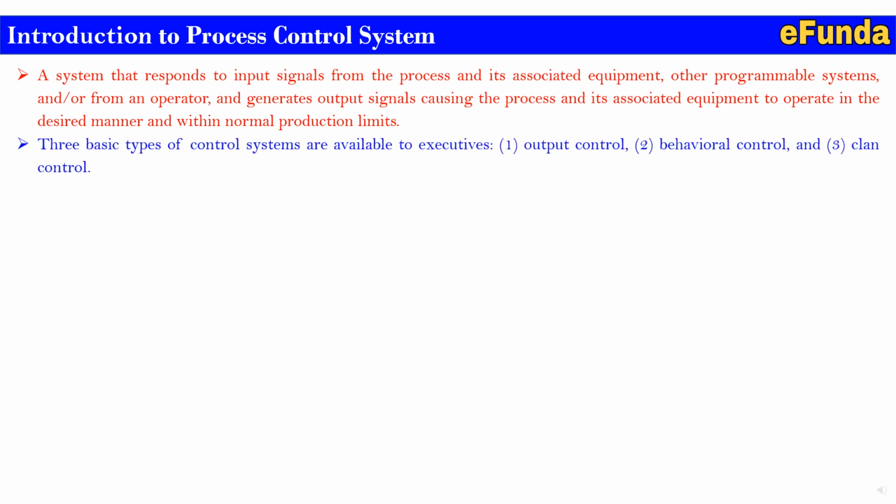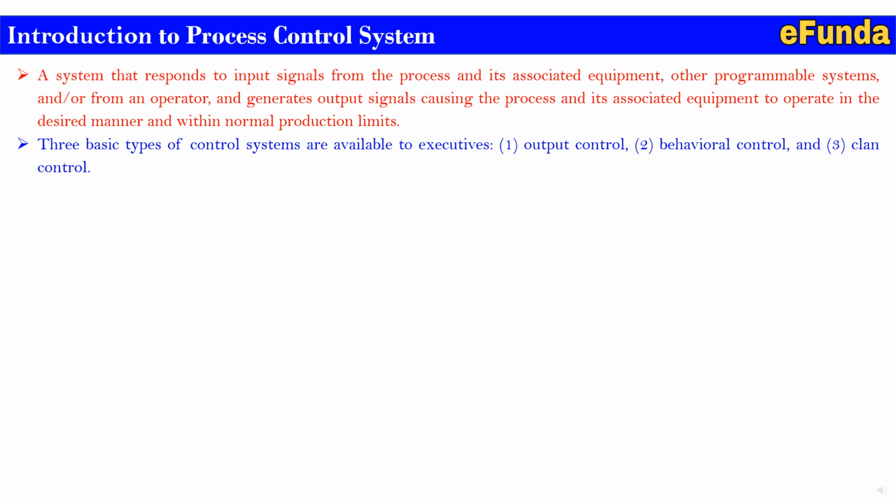Three basic types of control systems available to executives are: 1. Output control, 2. Behavioral control, and 3. Client control. Different organizations emphasize different types of control, but most organizations use a mix of all these three types.